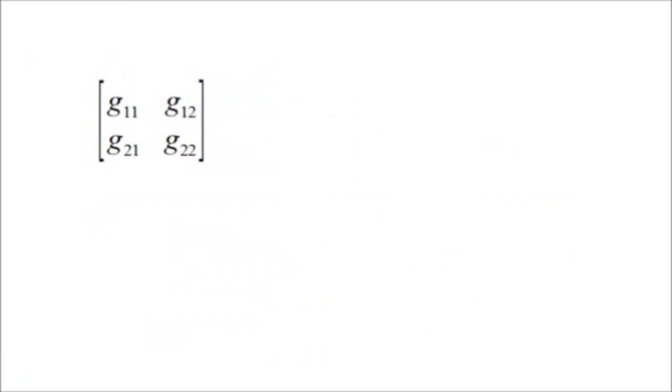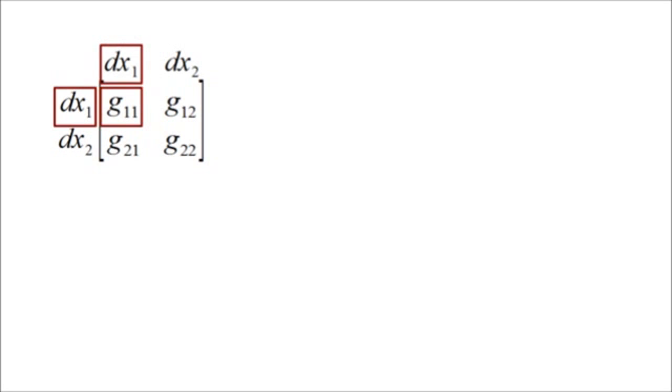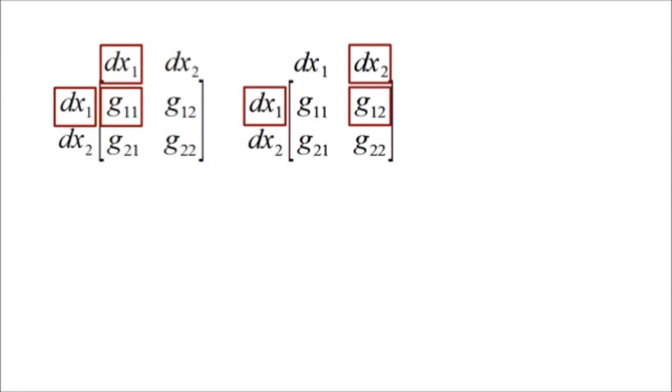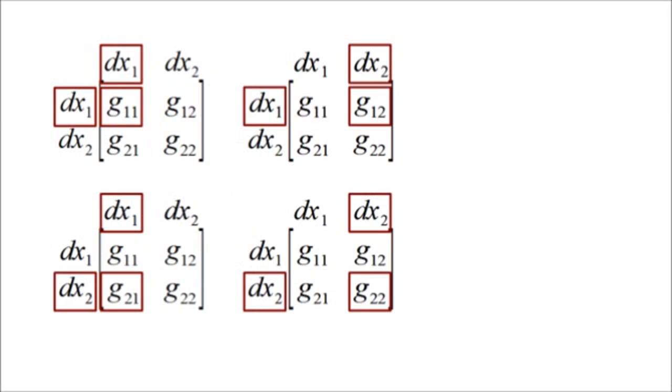You can take the 2x2 metric tensor and write the differential displacements dx1 and dx2 above and to the left. And then for each metric coefficient, multiply by the dx value in that row and the dx value in that column. And do that for all 4 coefficients, add the results together, and you get the generalized Pythagorean theorem, what's called the first fundamental form of differential geometry.